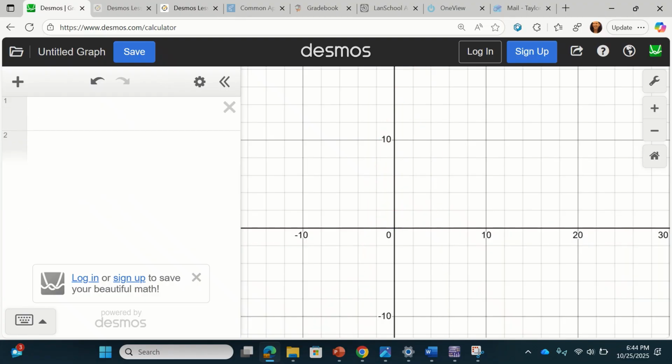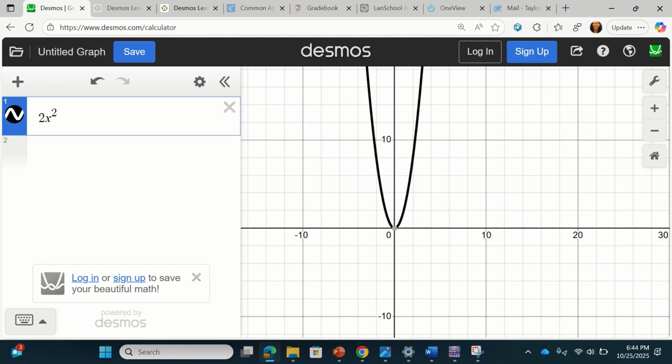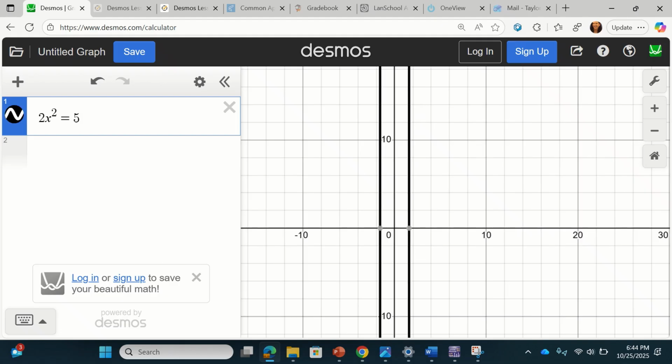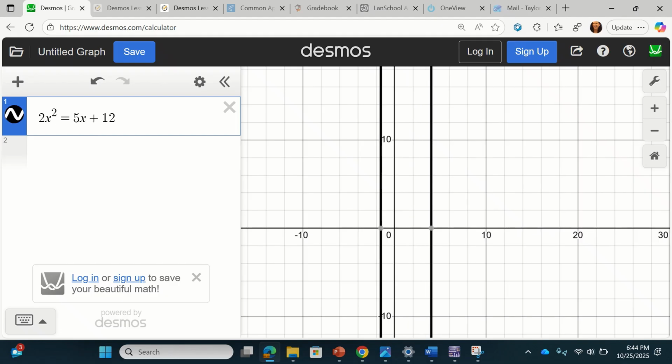So the first way you could do this is with 2x squared and just type in the equation. Okay, and that looks pretty good, and you could do that, and so you can see the solutions are -1.5 and +4. Okay, that way you've done it plenty of times.